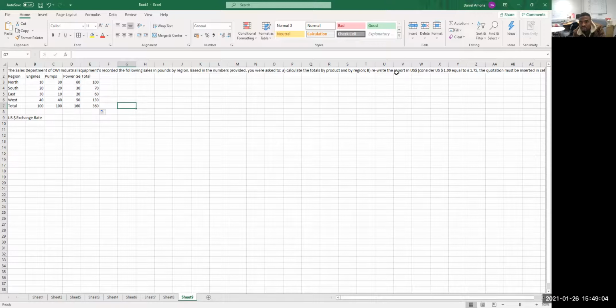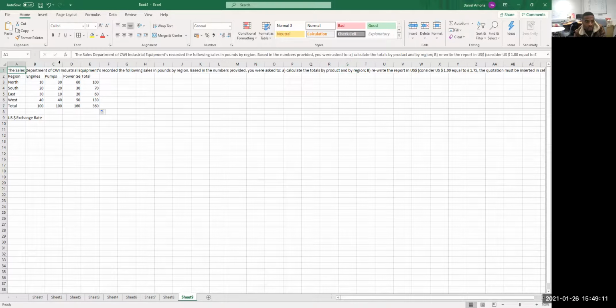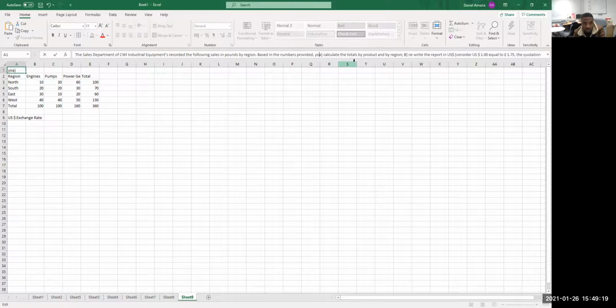Then the second thing we're asked: rewrite the report in US dollars. Okay, so we're rewriting the report in US dollars, considering the US dollar to be $1 to £1.75. In the real world it's actually the other way around, but here we have it in the question, and we'll follow what has been given to us. So $1 is equivalent to £1.75.